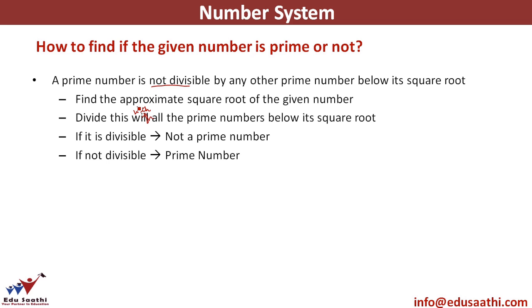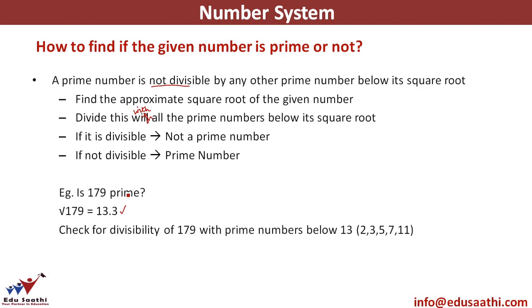Let's understand it with the help of an example. The question is: is 179 a prime number? I'll take the approximate square root of 179, which turns out to be 13.3. I don't need the exact square root. I can just work with 13 point something. I will check the divisibility of 179 with all the prime numbers below 13. So what are the prime numbers below 13? There will be 2, 3, 5, 7, 11, and I'll also check it with 13 because the value that I was getting was coming out to be 13 point something.